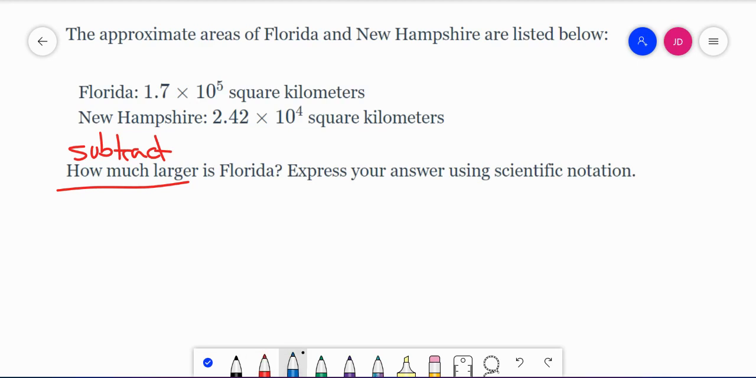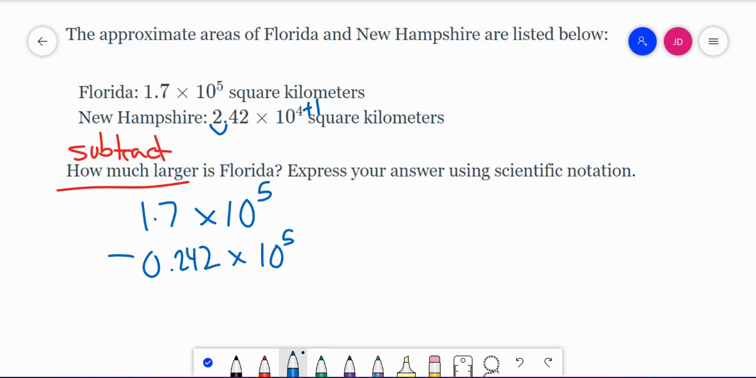Now I can't just subtract. I got to adjust my exponents and decimals. So I want the 4 to catch up to the 5. So I add 1, and I move this over 1 to make it smaller. So then my new numbers are 1.7 times 10 to the 5th, subtract 0.242 times 10 to the 5th, because I moved my decimal to there.